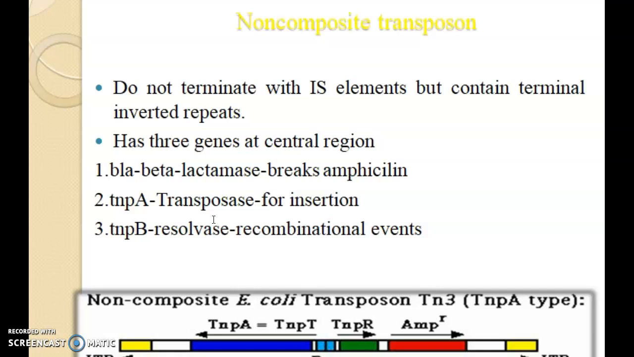In non-composite transposons, different genes are present which code for antibiotic resistance. Some genes are present at the central region, for example the beta lactamase gene, which breaks down ampicillin. The second gene is the gene required for the transposition during the insertion mechanism, that is the TnpA gene. Next is the TnpB gene, which resolves the recombination events.